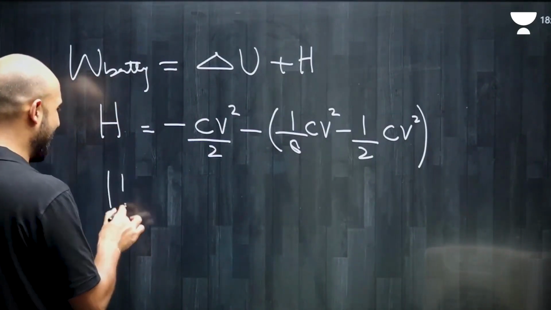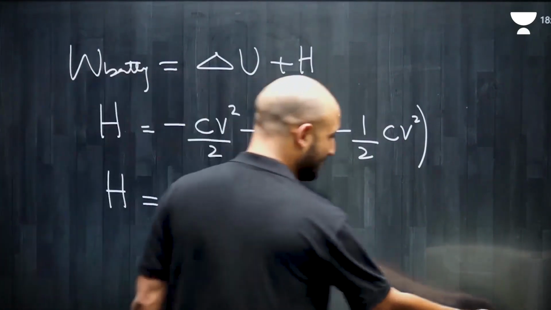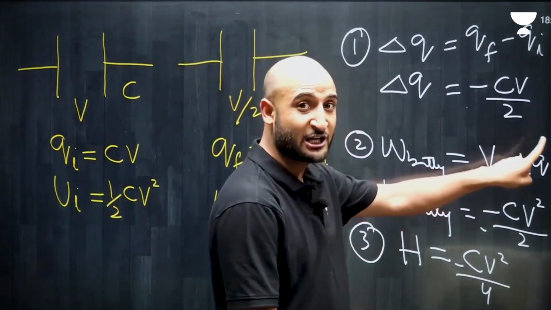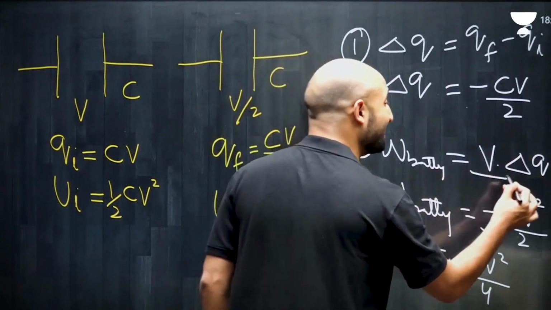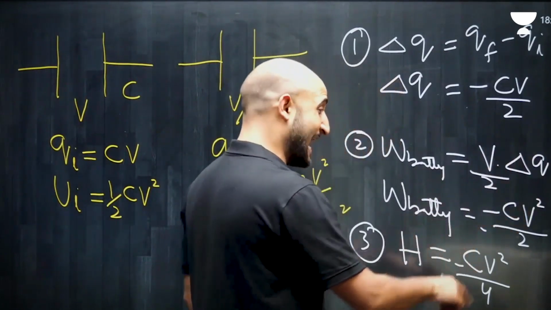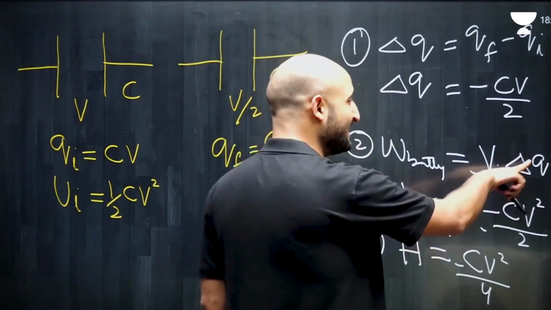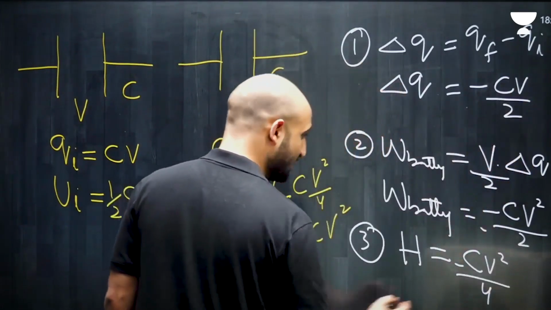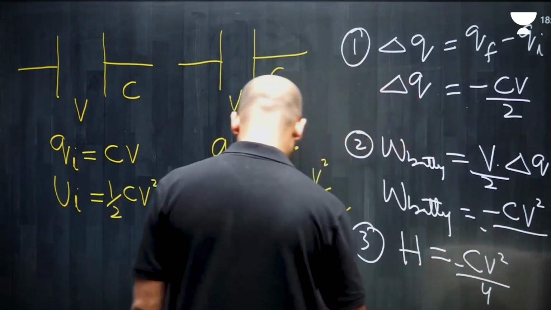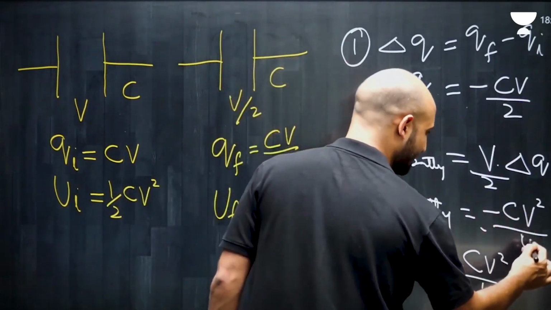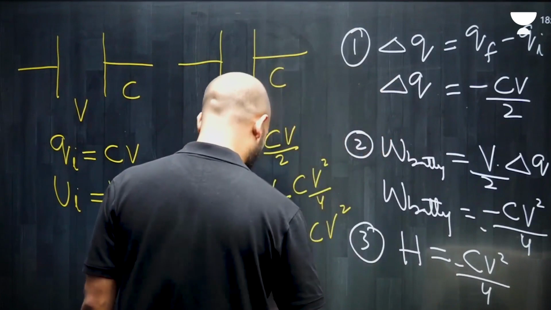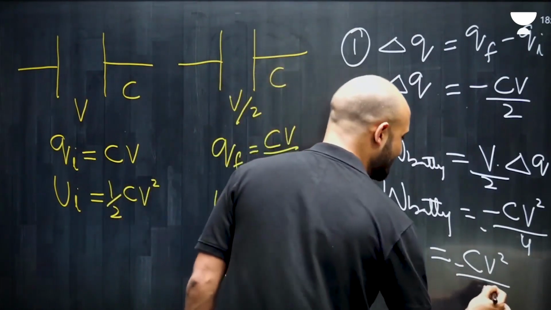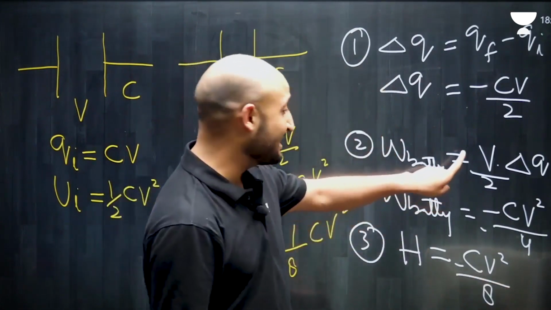something like this. Oh, I did a blunder here. The work done by the battery is potential of the battery into charge flow. Potential of the battery is not V, it's V by 2 now. So the work done by the battery will be delta Q, CV by 2, into V by 2. It will be CV square by 4. Okay? So accordingly, heat dissipated will be CV squared divided by 8, because potential of the battery is now V by 2.